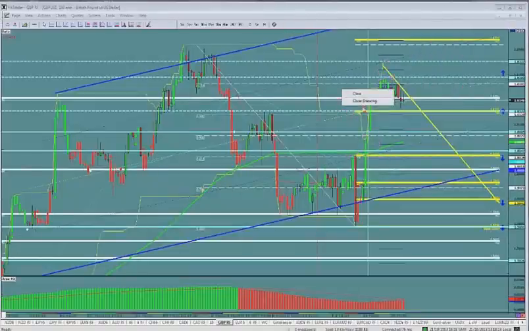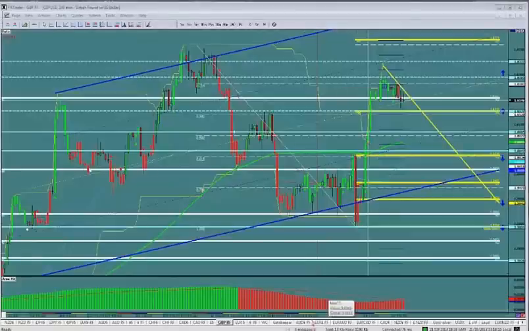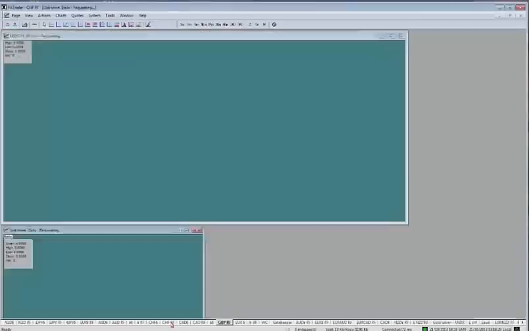In the trend, 80% of the money is made with the trend. 20% is made against the trend. So don't trade against the trend. You're trading against the big boys.